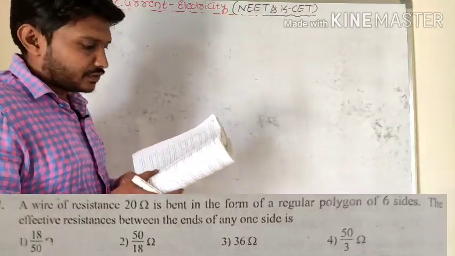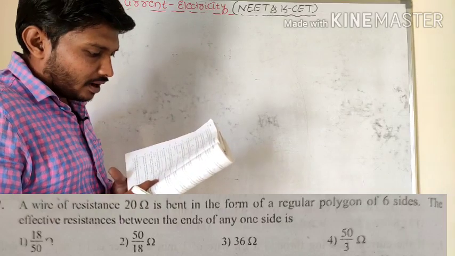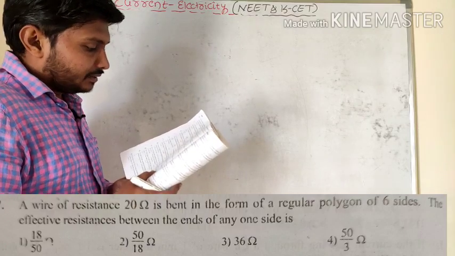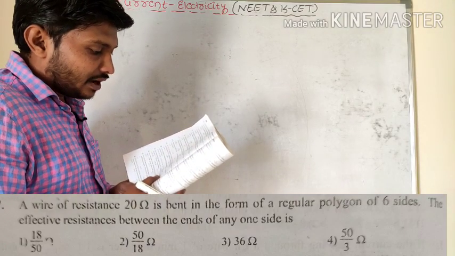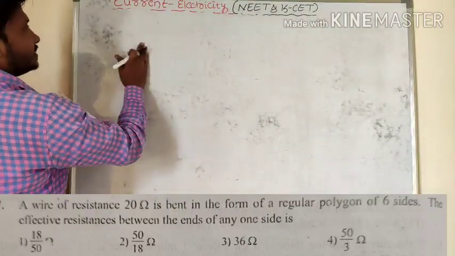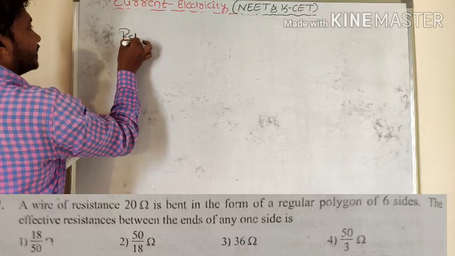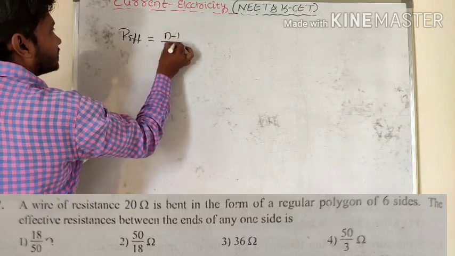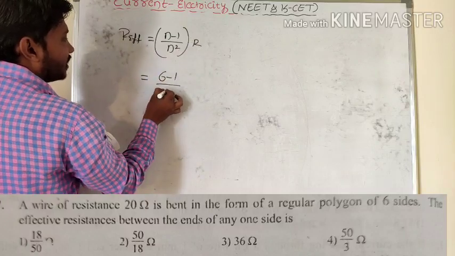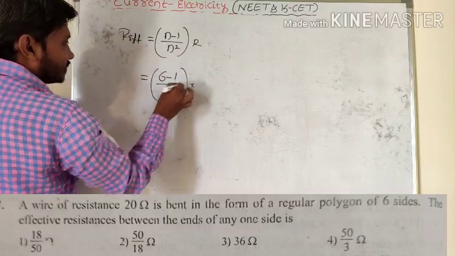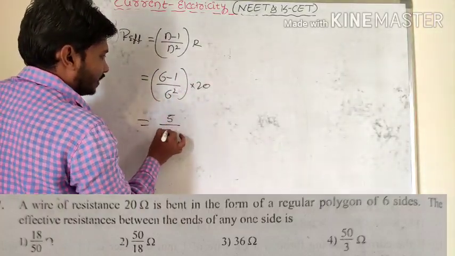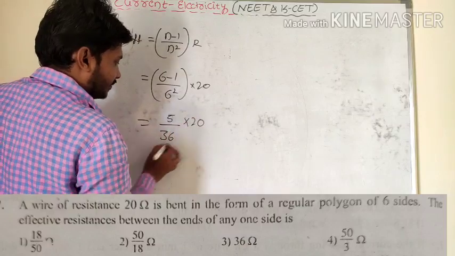A wire of resistance 20 ohm is bent in the form of a regular polygon of 6 sides. The effective resistance between the ends of any one side is, in case of a polygon, what's the formula? The effective resistance in case of a polygon is (n minus 1) divided by n square into r. With 6 sides, it is 6 square here. So with r equal to 20 ohm, it is 5 divided by 36 into 20.